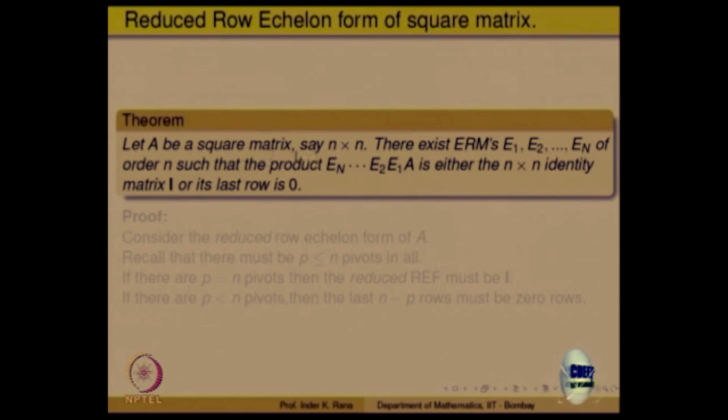Let us specialize this to a square matrix. Suppose we have got a square matrix n cross n, okay, and you look at its reduced row echelon form. What are the possibilities? Number of columns is equal to number of rows. So one possibility is the number of pivots r is equal to n, right? That means every column will have a pivot, right? Two possibilities for an n cross n matrix. If you look at the reduced row echelon form of that matrix, then what is the possibility?